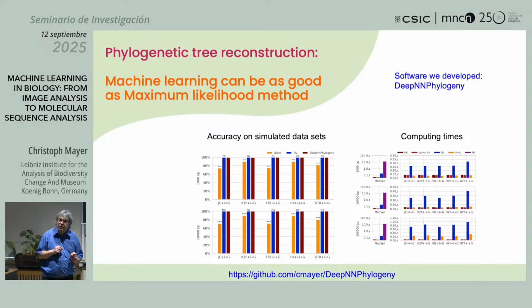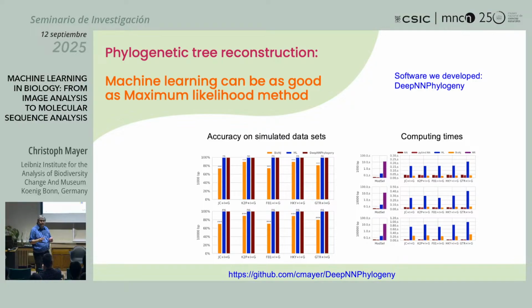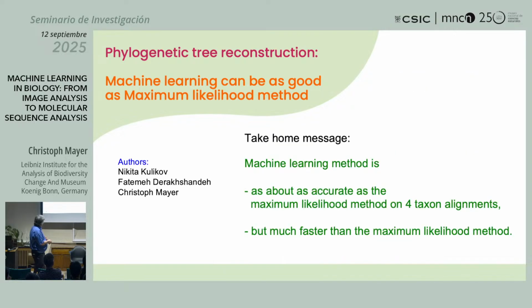Then of course, we can ask the question, why do we look for something if we can't do better? But we could be much faster. Maximum likelihood is very computationally intensive. If we can improve that by a factor of 1,000 maybe, to take just 1,000th of the time to reconstruct a topology, then this is a big advantage here. It's about as accurate, but it's much faster than the maximum likelihood method.